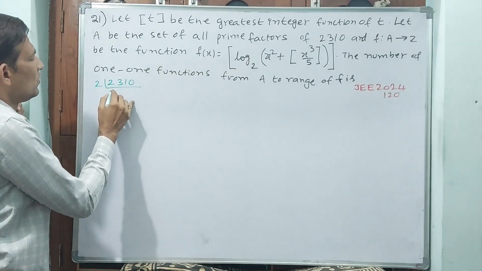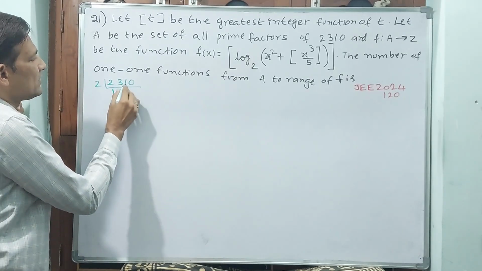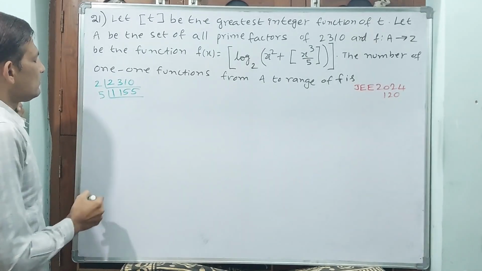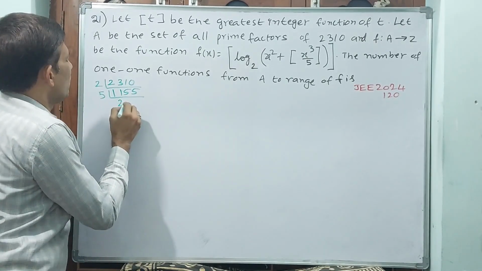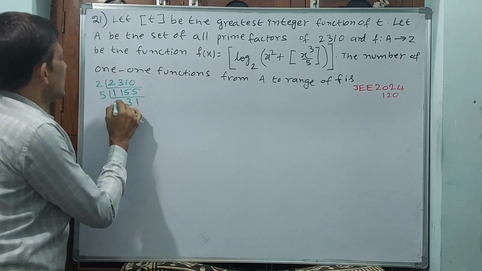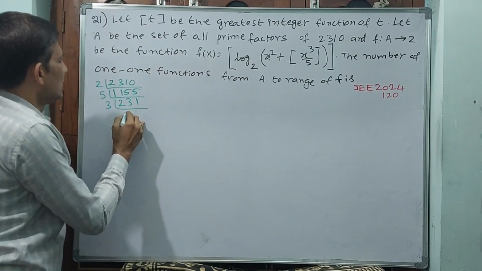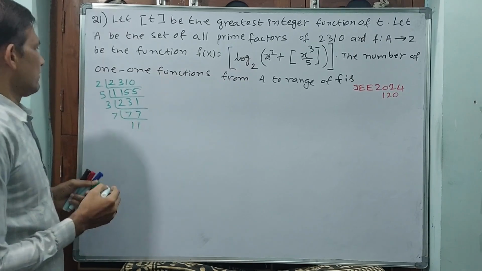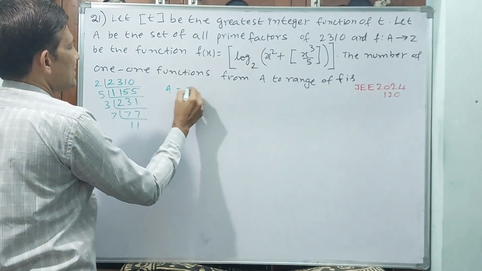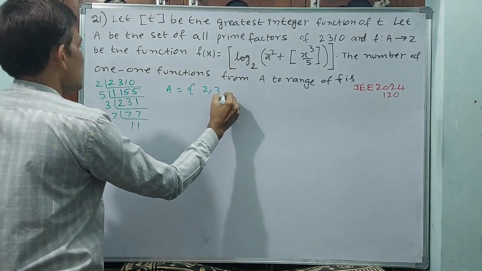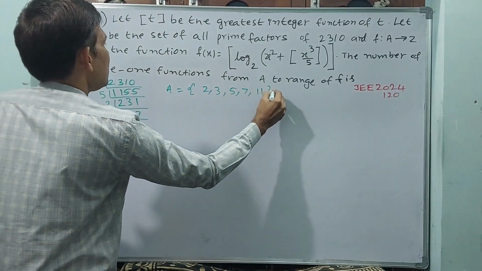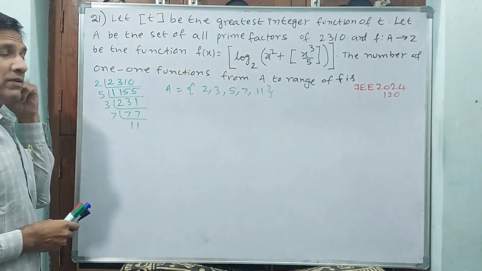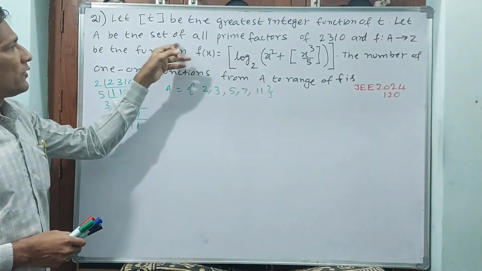With 2: 2 ones, 2 fives. Then with 5: 5 twos, 5 threes, 5 ones. Then with 3: 3 sevens. Then with 7: 7 elevens. That means shall I write like this? Set A belongs to 2, 3, 5, 7, 11. Okay, 2, 3, 5, 7, 11. These are the domain.